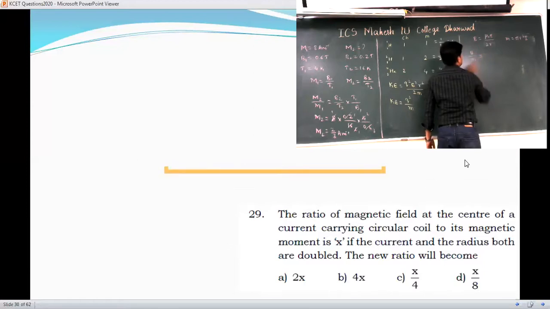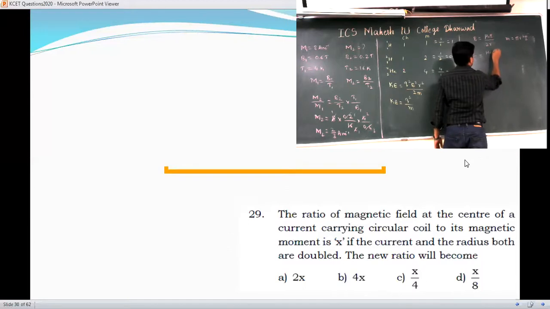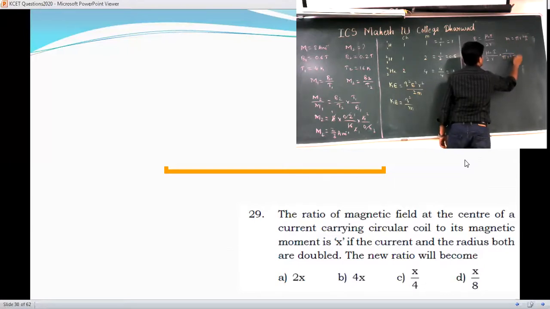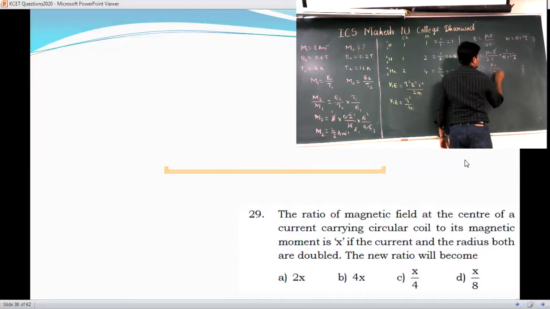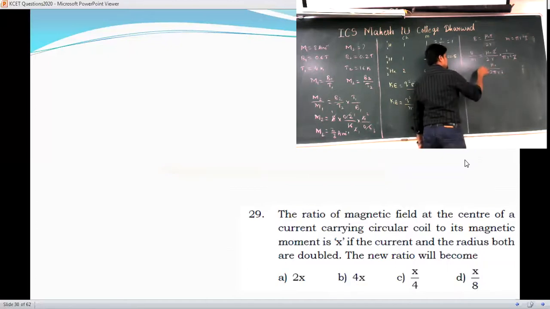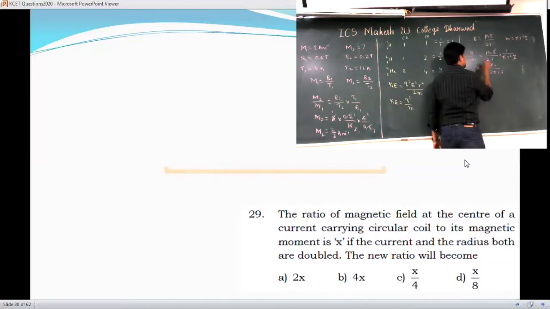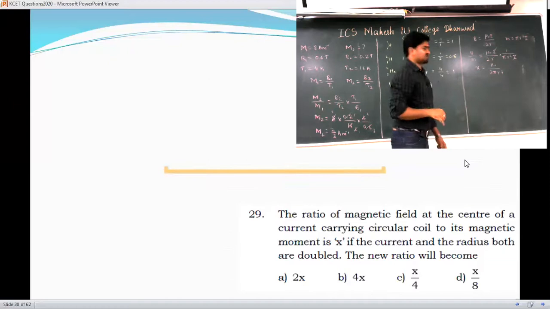B by M is equal to mu naught into I divided by 2R, into 1 divided by pi R square into I. Here I gets cancelled. So what you get here is mu naught divided by 2 pi, and R by R square, it is R cube. This ratio itself is X.